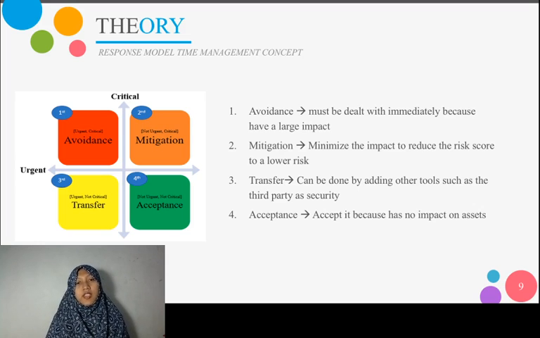And the second is mitigation. It is to minimize the impact and reduce the risk score to a lower score. And third, transfer. It can be done by adding other tools such as a third party security, like perimeter security. And the last is accept. In quadrant 4, we can accept the intrusion because it has no impact on our asset.